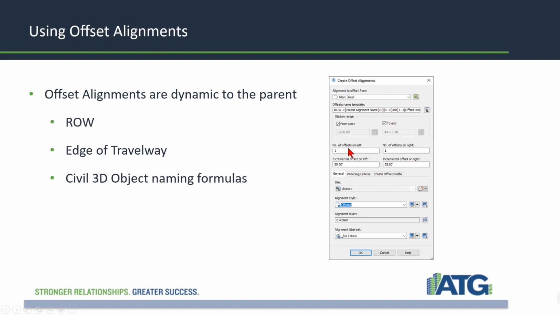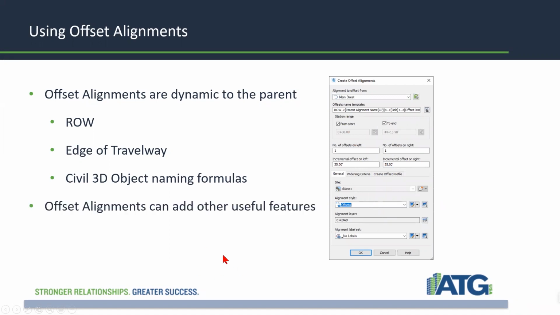So when we have our offset alignments, not only do we get the naming formula to go off of there, we've also got some other things. Do we want to follow the parent alignment all the way? Do we just want a certain station range? How far away are we going to be offset? How many on either side? And then, of course, styling and labeling and the rest of that.